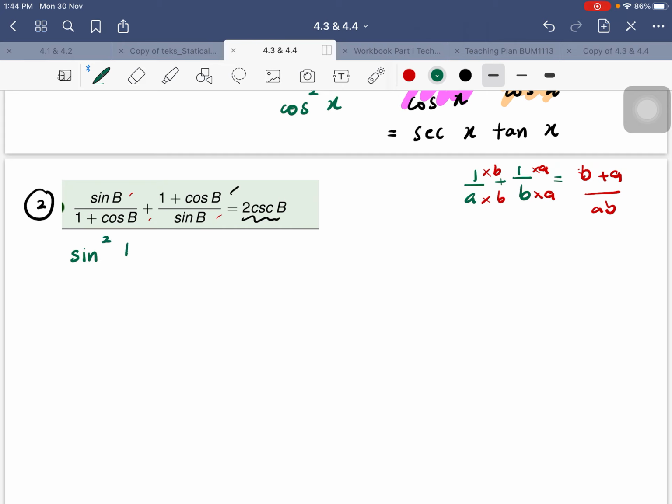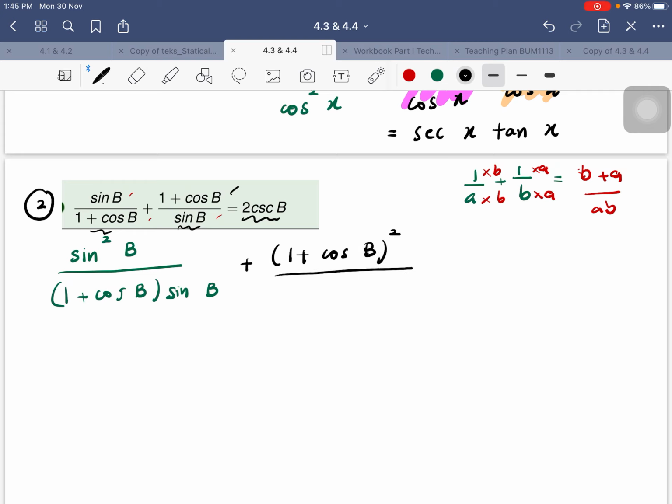So therefore I'm going to end up with sine square b, and at the bottom I'm going to have 1 plus cos b multiplied by sine b. So I multiplied top and bottom by sine b for the first fraction. For the second fraction, I'm going to multiply both top and bottom by 1 plus cos b. So at the top I'll end up with 1 plus cos b to the power of 2, because basically it's the same thing being multiplied twice. And at the bottom, I'm going to have sine b multiplied by 1 plus cos b.